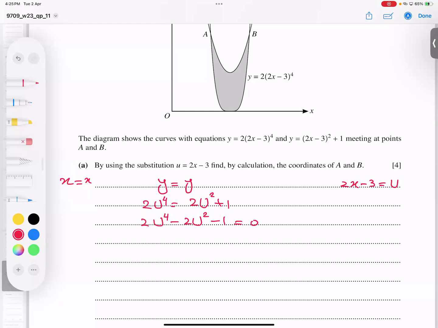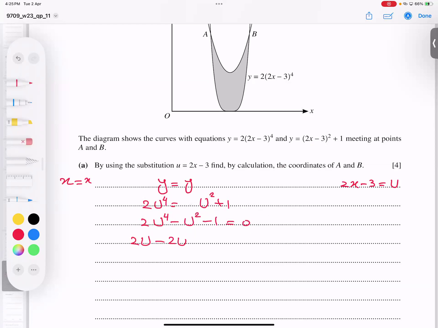So 2 outside, but this 2 is not there. Hold on, this 2 is not there because there is no 2 outside. Okay, u square plus 1 only. Now you can factorize. What is factorization? So negative 2u, sorry, there's a 4. And hold on.